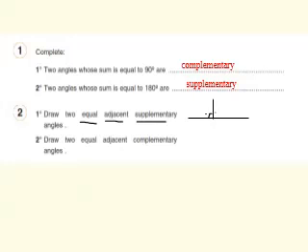In the second one, we need to draw two equal, adjacent, and complementary angles. So the first thing I'm going to do is to draw a right angle. Then I draw a line in the middle. In this case, each one is going to be 45.